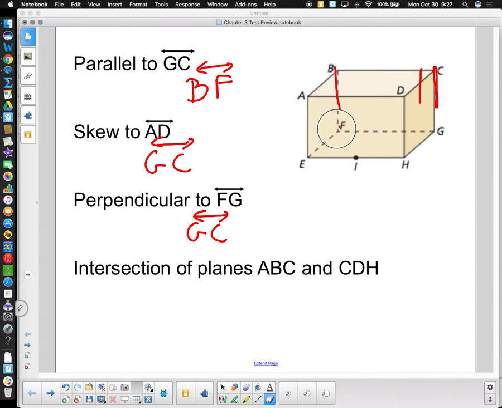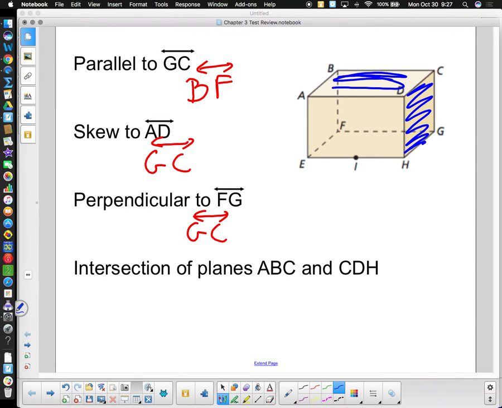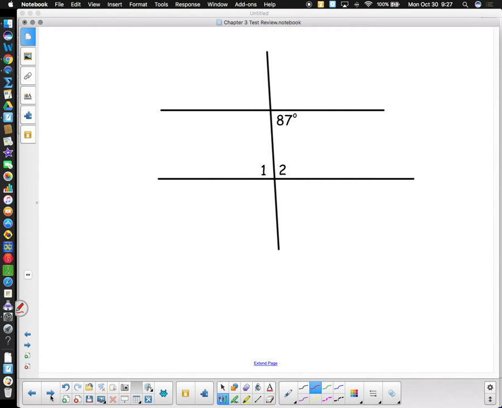Finally, the intersection of the two planes. The planes are ABC and CDH. ABC and CDH, that's this one. Where do those planes intersect? Line DC, yes. It's right there, right on the line. That's the intersection. And it's a line, it's not a segment, because the planes are infinite, so the intersection's infinite also. We also have a postulate that when two planes intersect, their intersection is a line, so we have to respect that. All right, awesome.